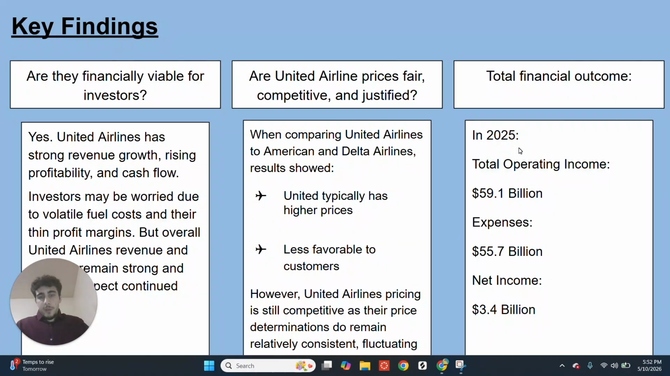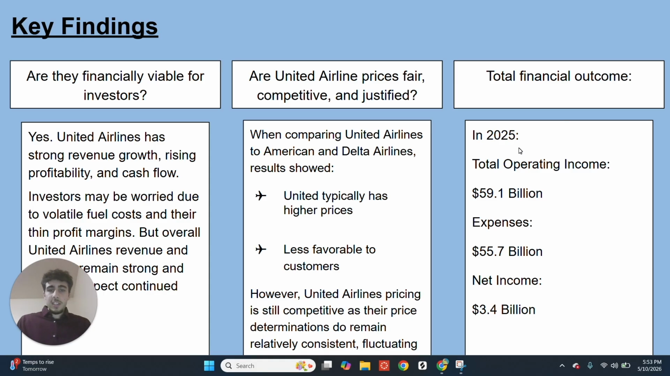These are our key findings from our analysis of United Airlines. First, regarding whether United Airlines is financially viable for investors, which overall the answer is yes. United has shown strong revenue growth, increasing profitability, and healthy cash flow performance. While investors may still have concerns about volatile fuel prices and relatively thin profit margins, demand for air travel will always remain strong, and analysts continue to expect long-term growth for the company.